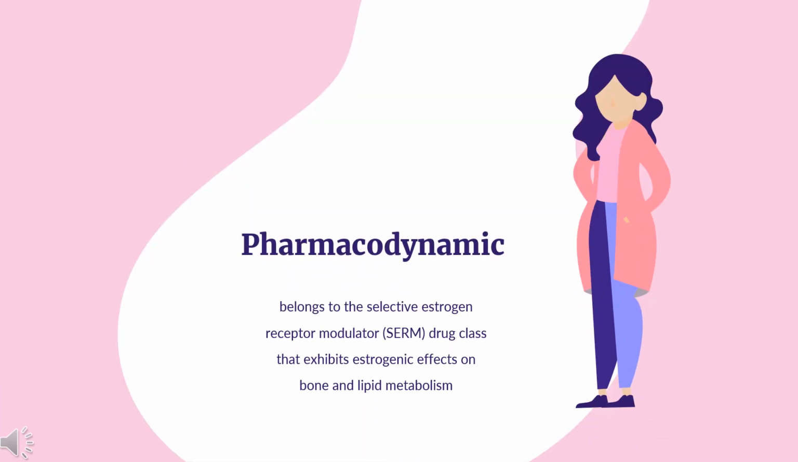Pharmacodynamics. Raloxifene belongs to the selective estrogen receptor modulator, SERM, drug class that exhibits estrogenic effects on bone and lipid metabolism while mediating antiestrogenic effects on uterine endometrium and breast tissues. On skeletal tissues, raloxifene stimulates bone-building osteoblasts and inhibits bone-resorbing osteoclasts to augment bone mineral density. Raloxifene produces estrogen-like effects on bone, reducing the resorption of bone and increasing bone mineral density in postmenopausal women, thus slowing the rate of bone loss.